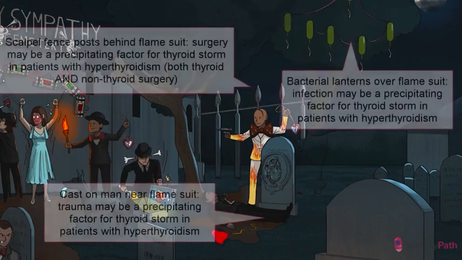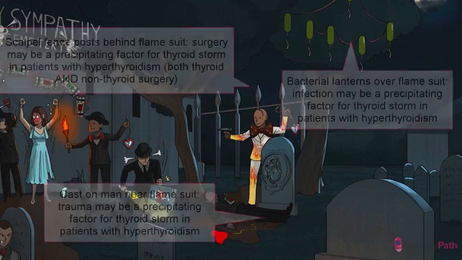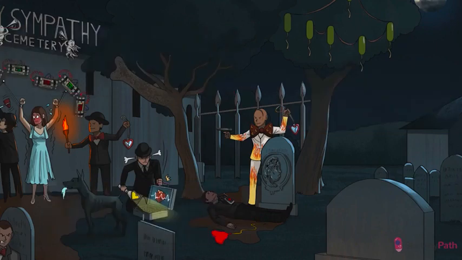Though thyroid storm can occur in any patient with long-standing untreated hyperthyroidism, there's often an acute precipitating event, such as an infection or trauma. It can also occur when patients with hyperthyroidism discontinue their use of antithyroid medications. Thyroid storm can also be a complication of surgery in hyperthyroid patients, as emphasized by the scalpel-themed fence in the back. This includes non-thyroid surgery, as well as surgery on the thyroid itself, such as thyroidectomy. This is why patients with hyperthyroidism are often pre-treated before an operation.